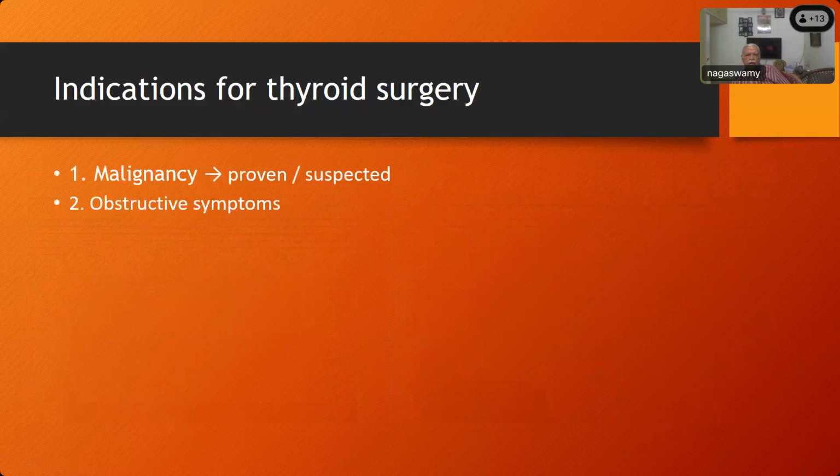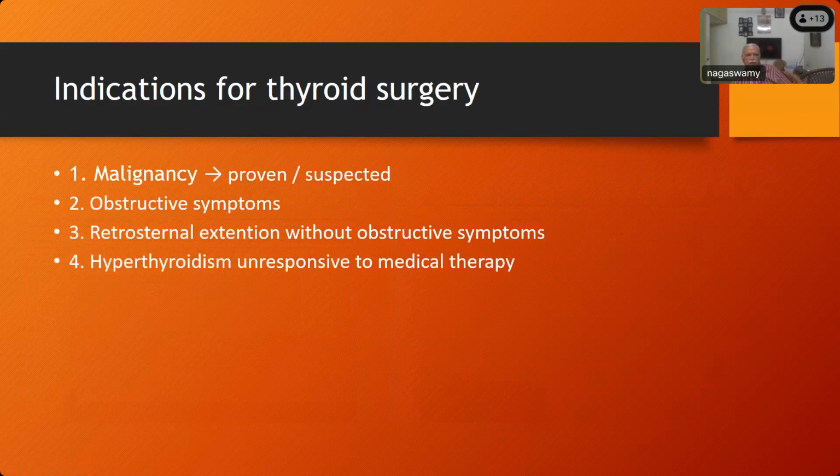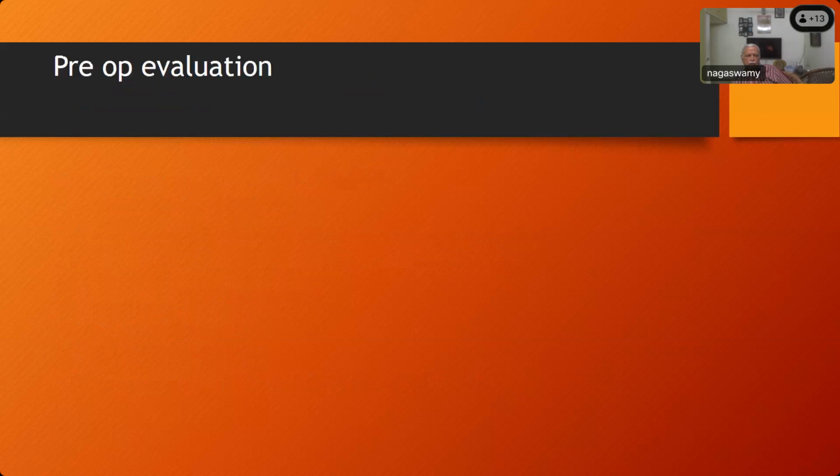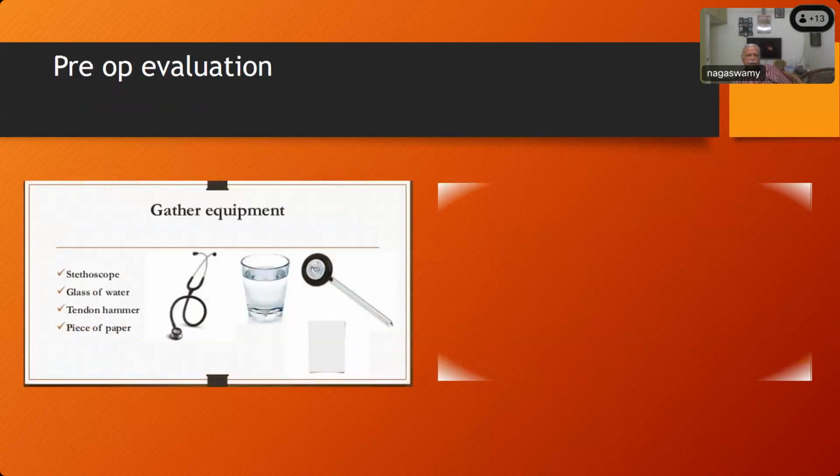Indications for thyroid surgery: malignancy, obstructive symptoms, retrosternal extension, hyperthyroidism unresponsive to medical therapy or recurrent hyperthyroidism, cosmetic reasons, anxiety, Hashimoto's disease, and hypothyroid goiter with superimposed lymphoma are all indications.